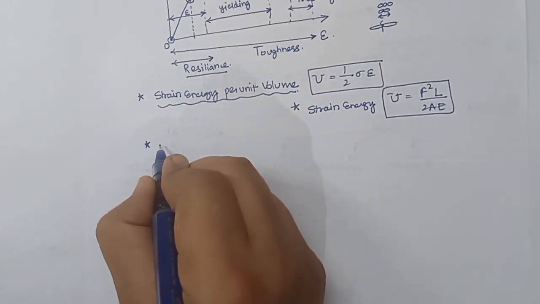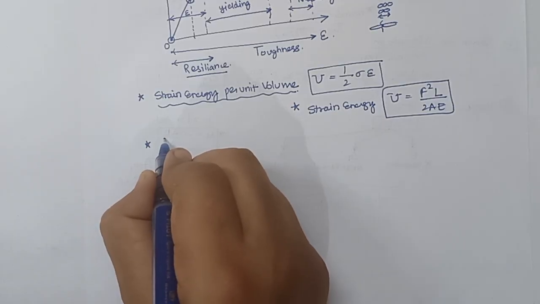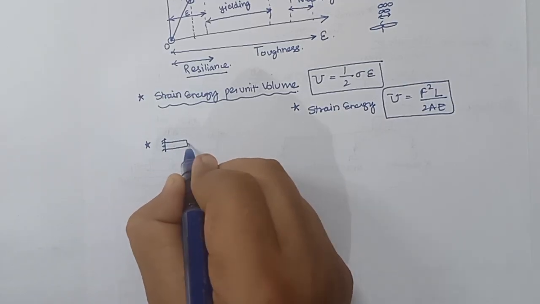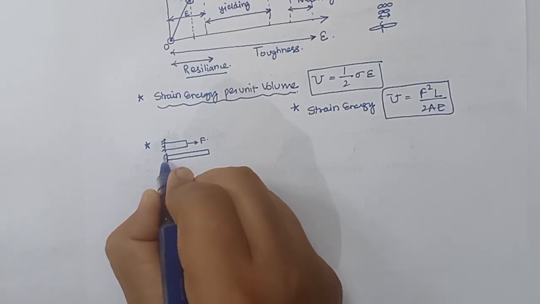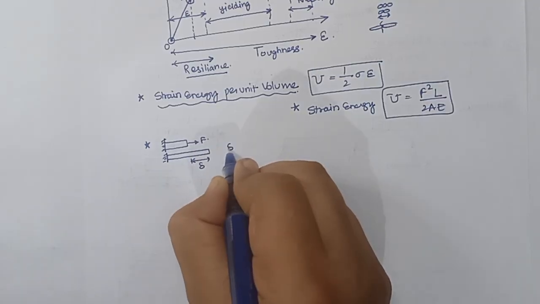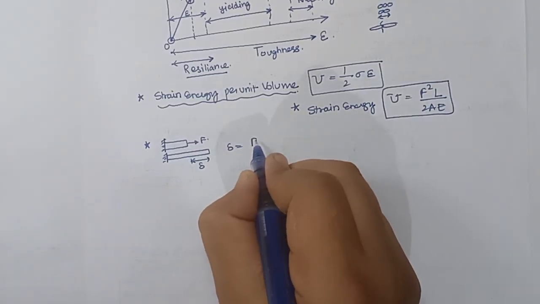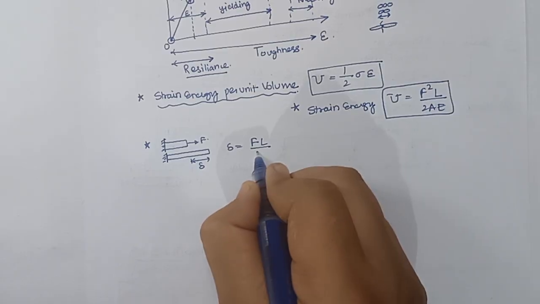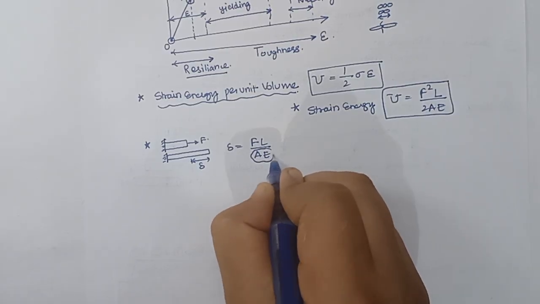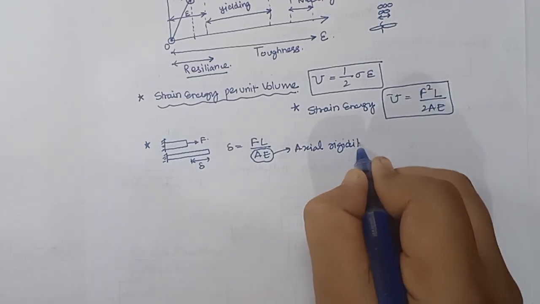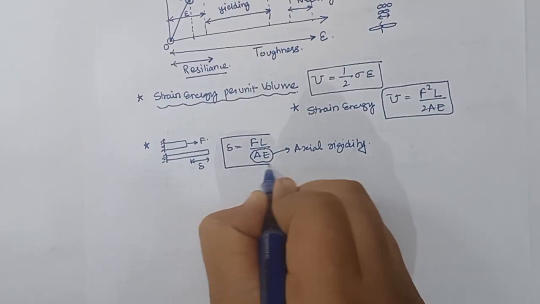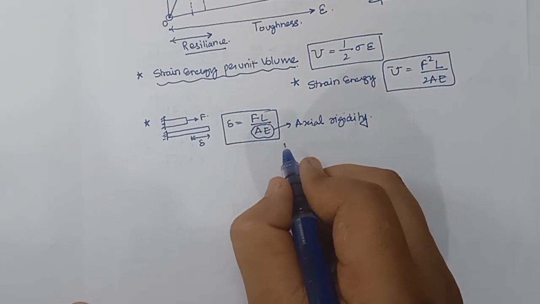And after this, you should remember one more formula, that is deformation in any body. Like if I assume a rod and if I apply a force, then the body gets deformed. The deformation is something like this. This is the deformation in the body, and the deformation is calculated by FL by AE. And here AE is called axial rigidity, right? This is axial rigidity.